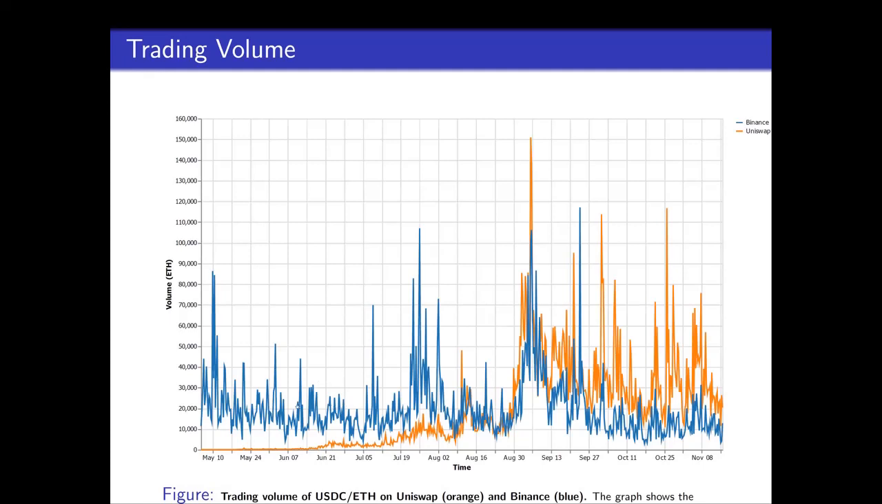Here we see the relative trading volume on Binance versus Uniswap for a particular pool. Initially when the pool started out, of course, Binance was by far the leader in trading volume. But after a while, the pool on Uniswap grew larger, and now Uniswap is trading more than Binance. What's also interesting to note is that volume is quite correlated across these two markets, which is surprising given that they're not that closely integrated.